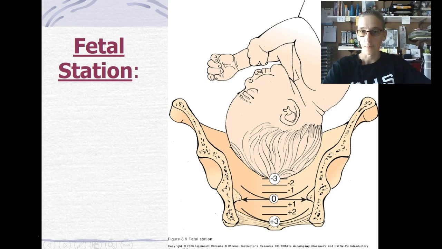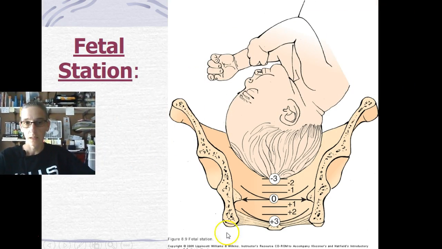Okay, here, let me show you this picture to explain a little bit easier. So here's 0 station at the ischial spines. If we are up here at -3, the baby's still very high up in the vaginal canal. We're not close to delivery just yet. So as we're checking the cervix and we're measuring, the baby's coming down, we can feel the ischial spines in there, and that's how we use that to determine positioning. So we feel the ischial spines.